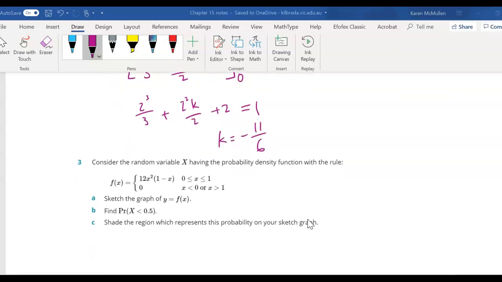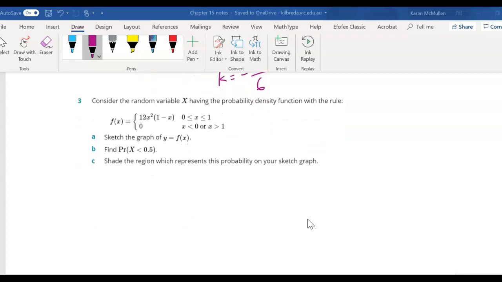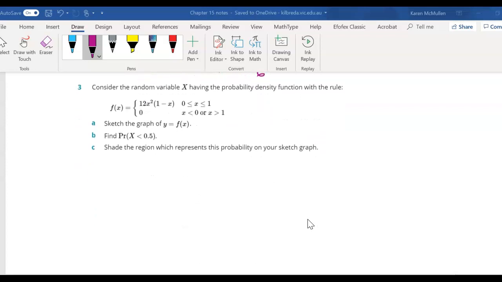All right, moving on to question 3. Consider the random variable x having the probability density function with a rule. Kind of the same situation as before. Question A, sketch the graph. So we're going to have to sketch 12x squared times 1 minus x, and then we're going to find the probability and shade the region which represents this.